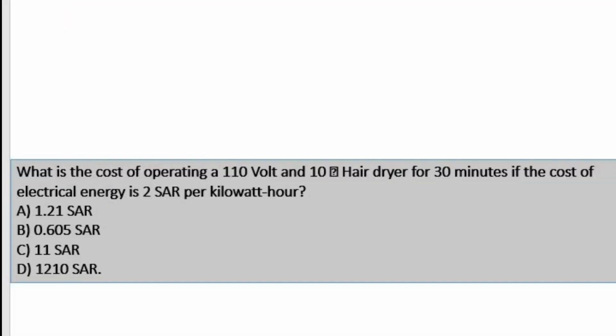What is the cost of operating a 110 volt, 10 ohm hair dryer for 30 minutes if the cost of the electric energy is 2 SAR per kilowatt hour? A, 1.21. B, 0.605. C, 11. D, 1210.